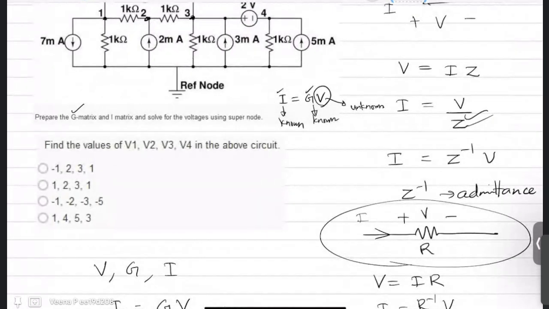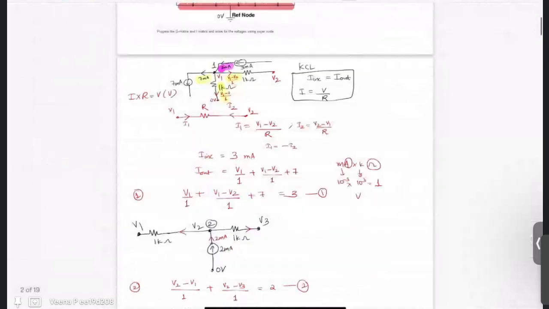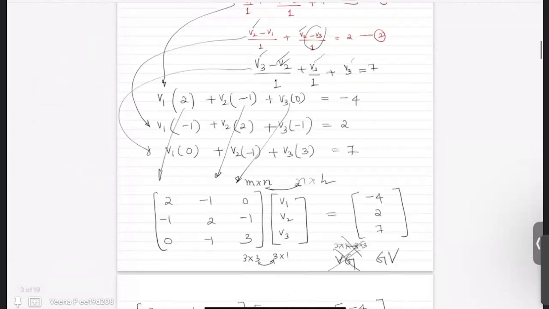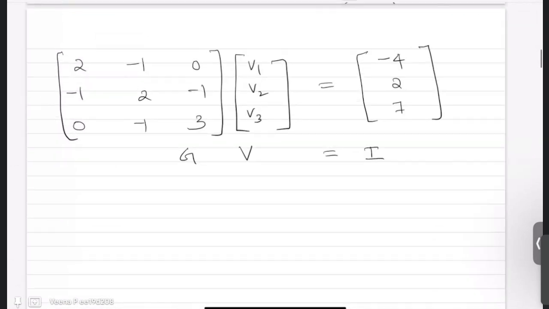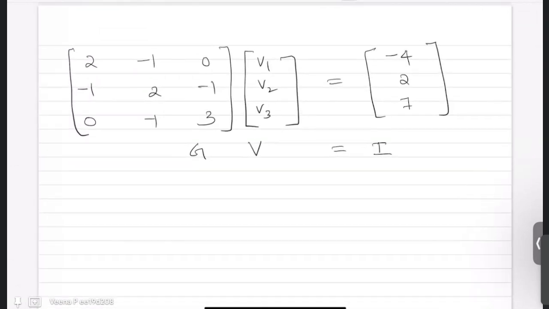Now you have to find V1, V2 and V3 in the above circuit. So you have to solve this equation. You can go by different methods. If you write this way, then your V is G inverse times I. Note the point, G inverse is also another 3 by 3 matrix. Inverse of a matrix has the same number of rows and columns and your current is a 3 by 1 matrix. That's why you are writing G inverse into I and not I into G inverse.